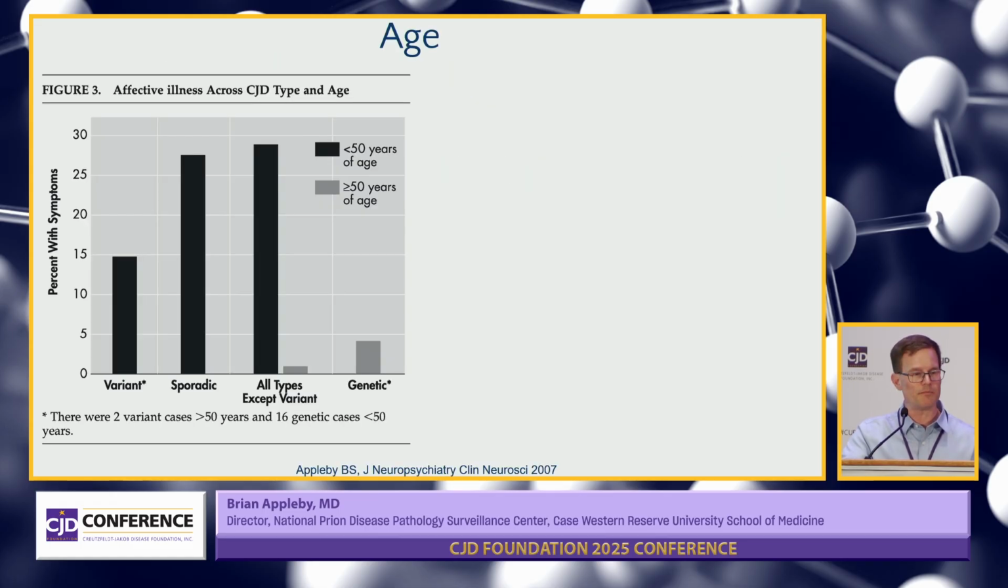But the last thing I wanted to talk about is age. And we see this also in other progressive brain illnesses like Alzheimer's disease. People with young onset Alzheimer's under the age of 65 tend to present more with psychiatric symptoms, whereas people that are older tend to have more memory symptoms. The same thing happens with younger people with sporadic disease. Those under the age of 50 tend to have a lot more affective illness. Affective illness means things like mood and anxiety. So although you see this a lot in variant CJD, you see it in young people in general.